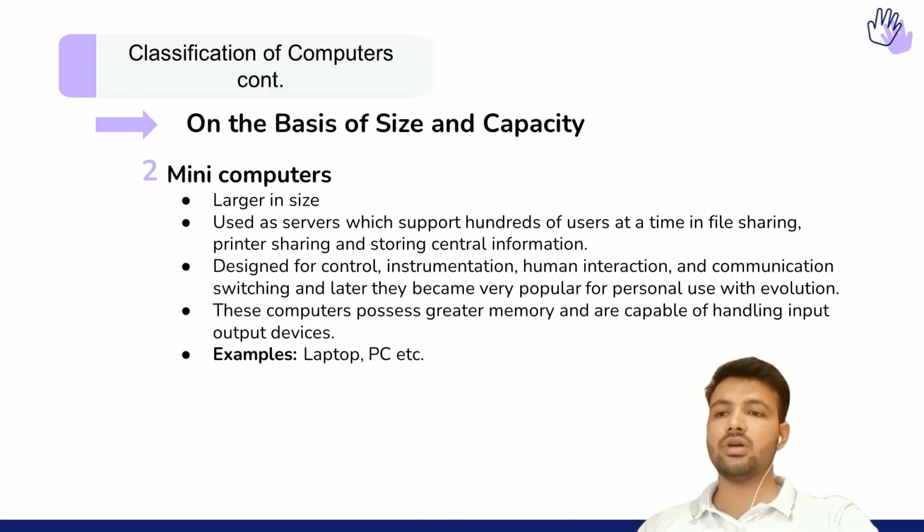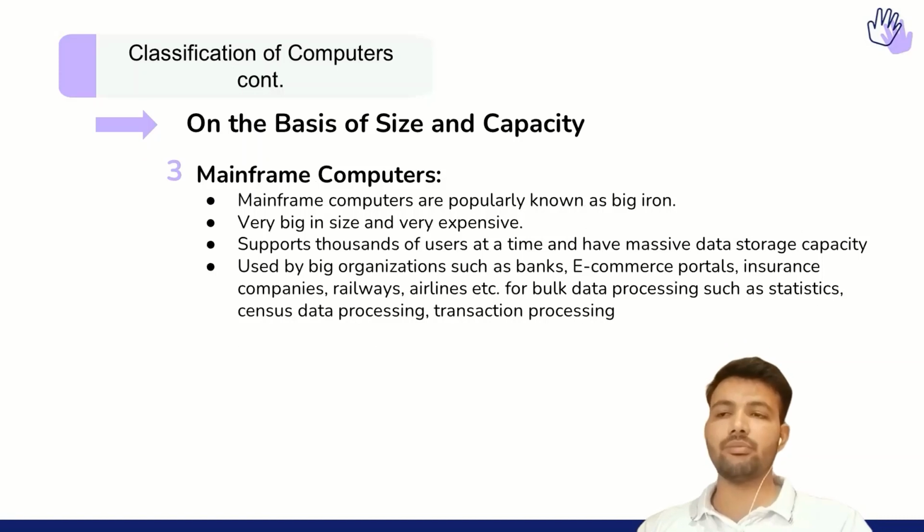So let's come to the next type of computer, which is the mainframe computer. Mainframe computers are popularly known as big iron. They are very big in size and very expensive, but at the same time they have very powerful computation, support thousands of users at the same time, and have a massive data storage capacity.